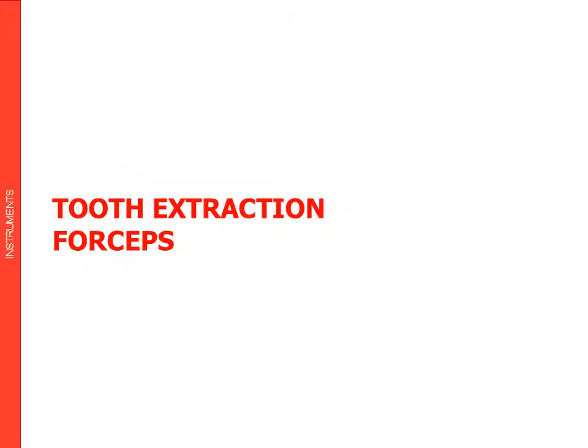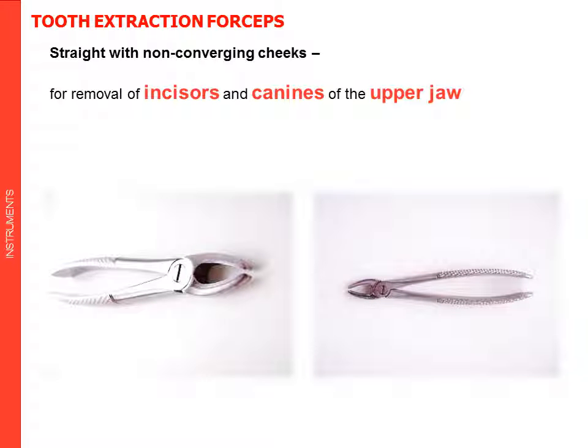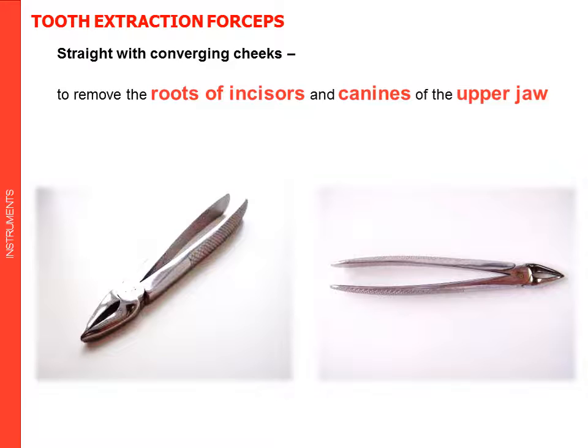The instruments for tooth extraction. Tooth extraction forceps have their own name and purpose and are divided into groups. This is the straight forceps with non-converging cheeks, and these forceps are used for removal of incisors and canines of the upper jaw. This is the straight forceps with converging cheeks, and these forceps are used to remove the roots of incisors and canines of the upper jaw.